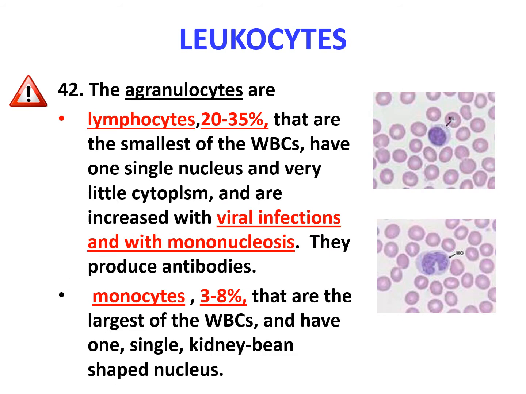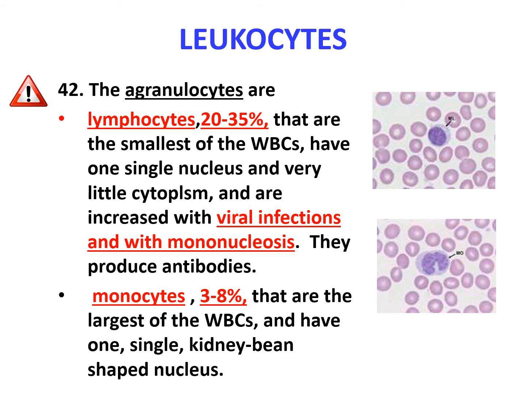Okay. So now we talked about granulocytes, the ones with granules, right? Now we're going to talk about agranulocytes, the ones without. And we got two pictures here. The one at the top is your lymphocytes. They make up the biggest majority of those, right? 20 to 35%. It's also the smallest WBC.